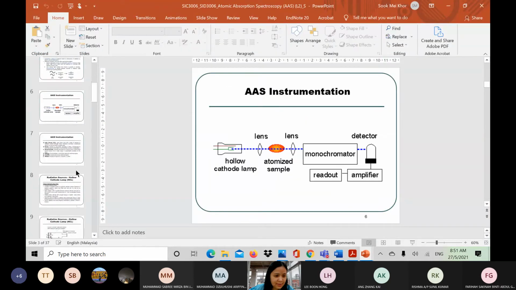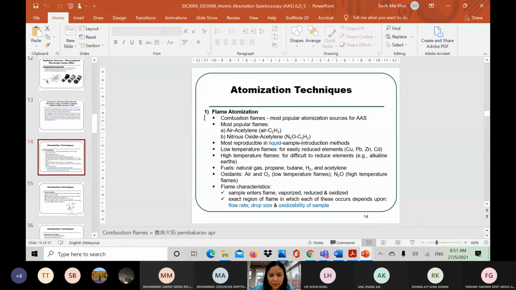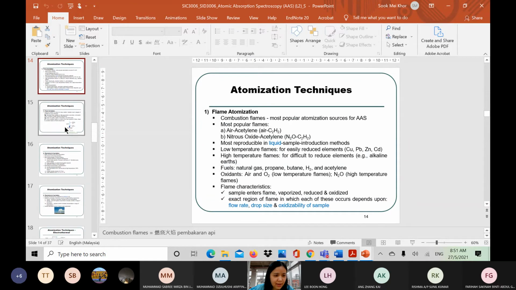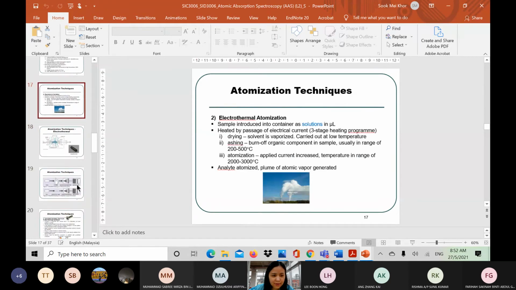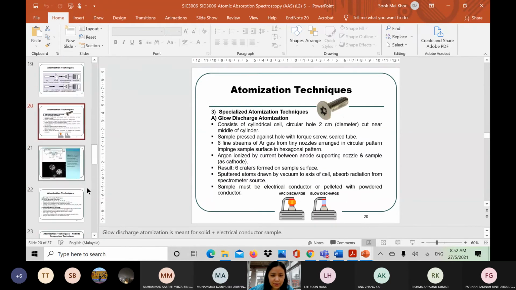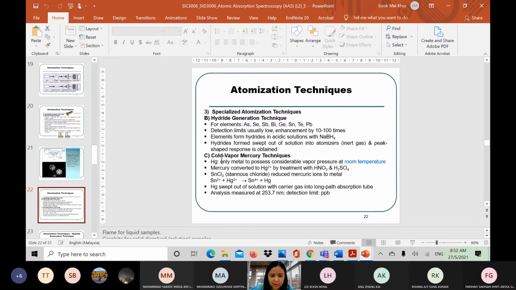So this is the AAS topic. The atomization techniques: we have the air acetylene flame, a low temperature flame. What else? The graphite furnace, electrothermal. Then the specialized techniques: glow discharge, and also hydride generation and cold vapor. These are all the atomization techniques.